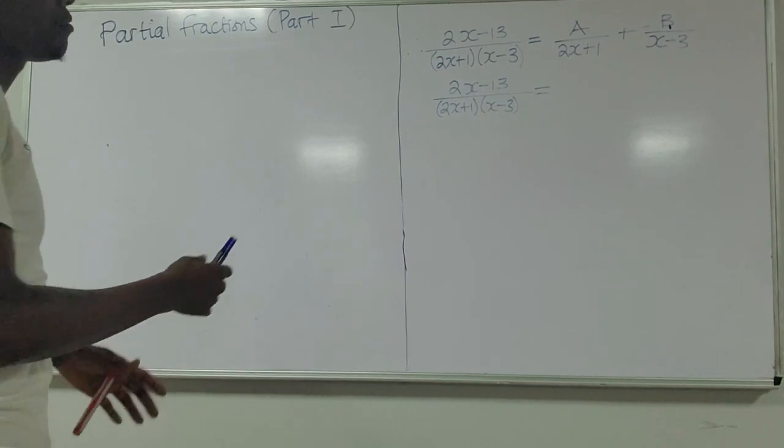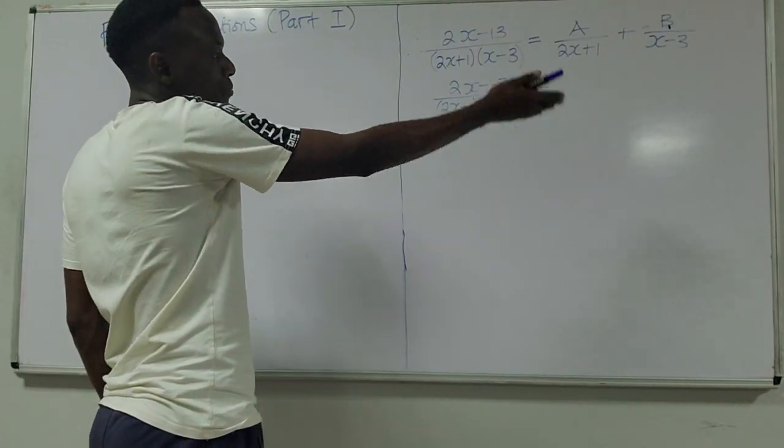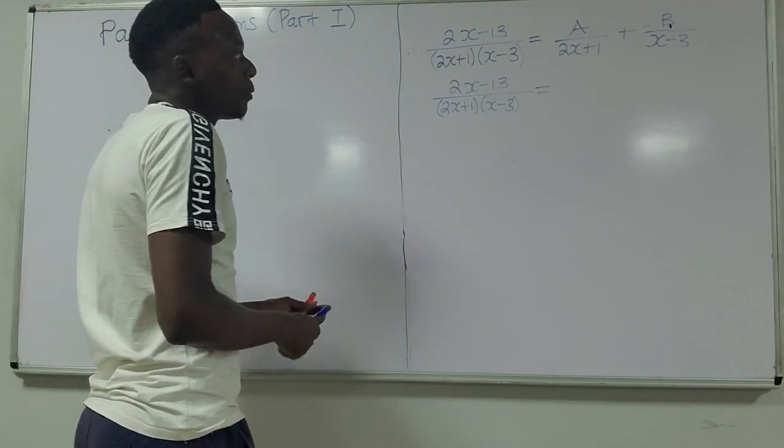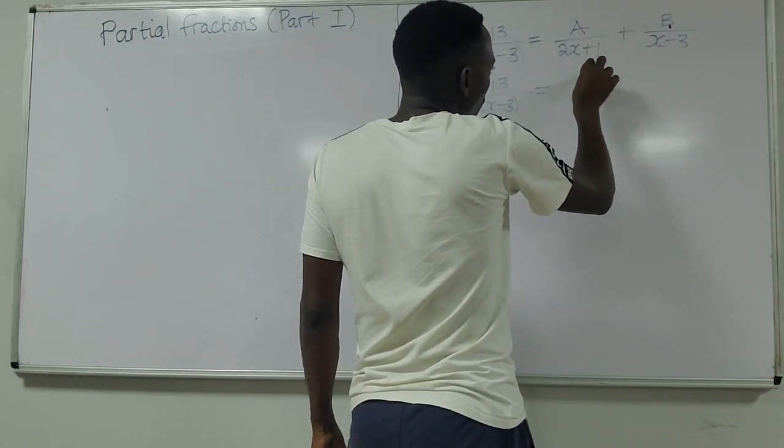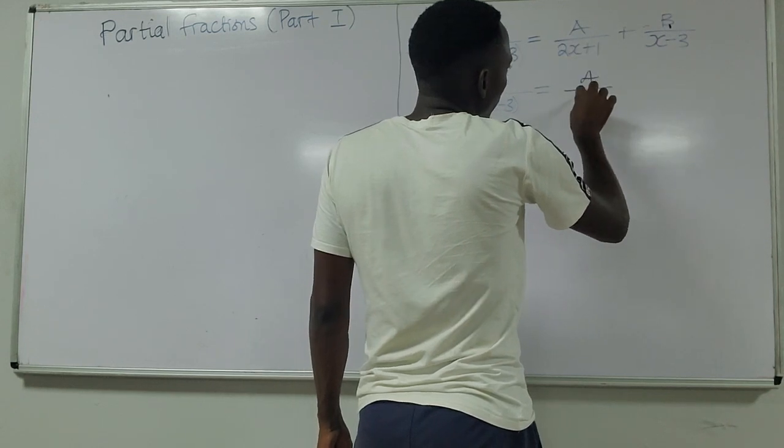So having found the value of a and the value of b, we can see that our value for a, we found it to be 4. So we substitute where there is a.